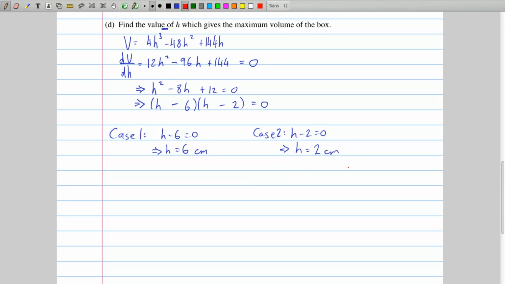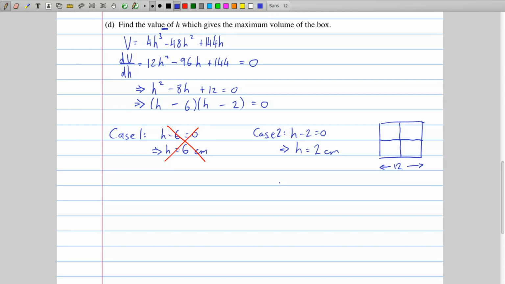So in this case, we actually eliminate h is 6 centimeters. Because remember, the original square, let me draw a square. The original square is 12 centimeters wide. And you're cutting away the corners to the size of h. So if you cut away a square of size 6 centimeters from every corner, then you're actually just getting rid of the box entirely. So h can't be 6 centimeters. That's too big. And so the answer, of course, is h is 2 centimeters, because that leaves us with a box that can actually exist.